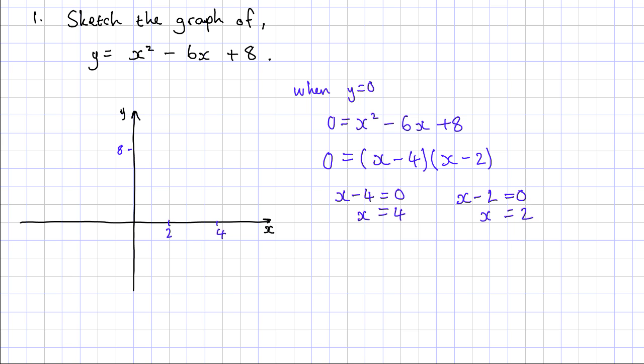Now I have the 3 points where it's going to cross the axes, and I know the shape of a quadratic graph is either going to be a U shape or it's going to be an N shape. Now it's an N shape when the coefficient of x squared is a negative number. Now here I don't have a negative in front of the x squared, so it's going to be a U shape like that. So I'm just going to draw that now. Okay, and there's one other thing that I can find.